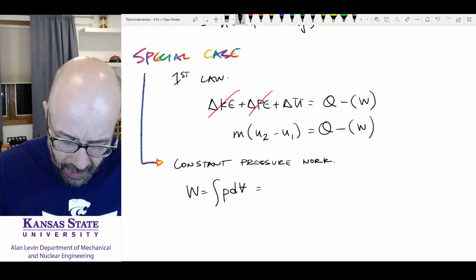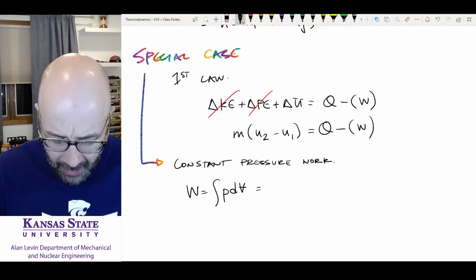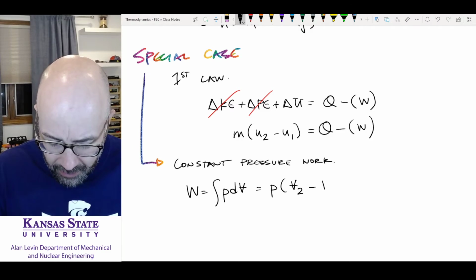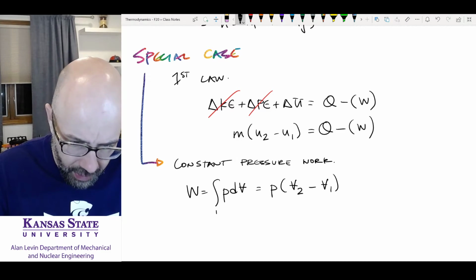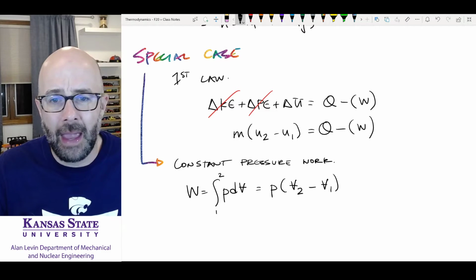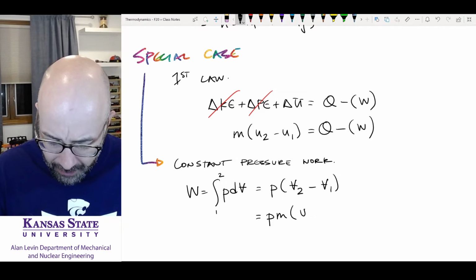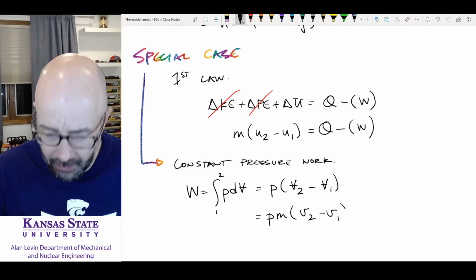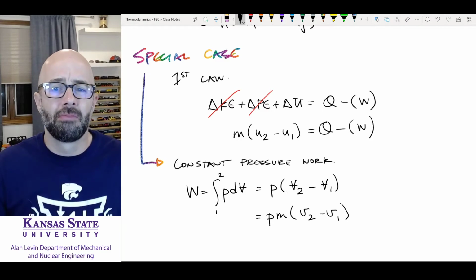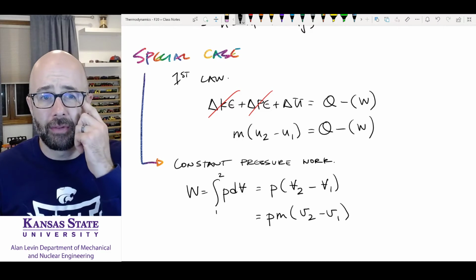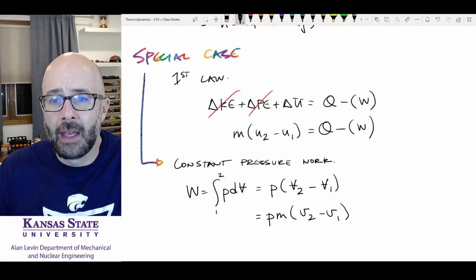For constant pressure work, pressure is going to come out of the integral because it's a constant. We're going to have pressure times V2 minus V1, as we go from 1 to 2. And if we wanted to, we could write this as pressure times mass times specific volume 2 minus specific volume 1. This should be very straightforward, what we've dealt with before in this class.